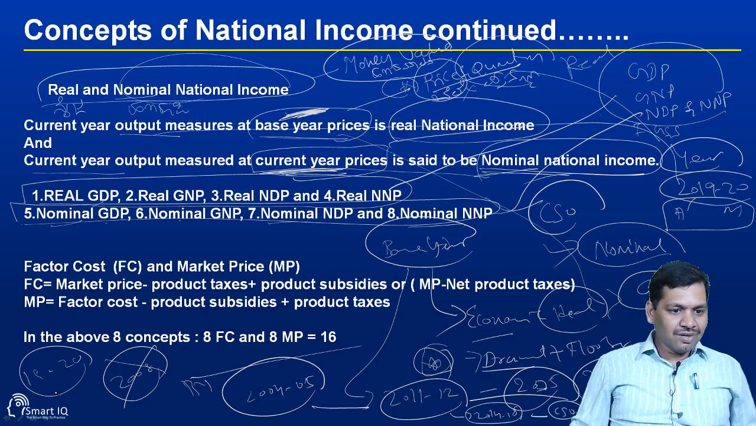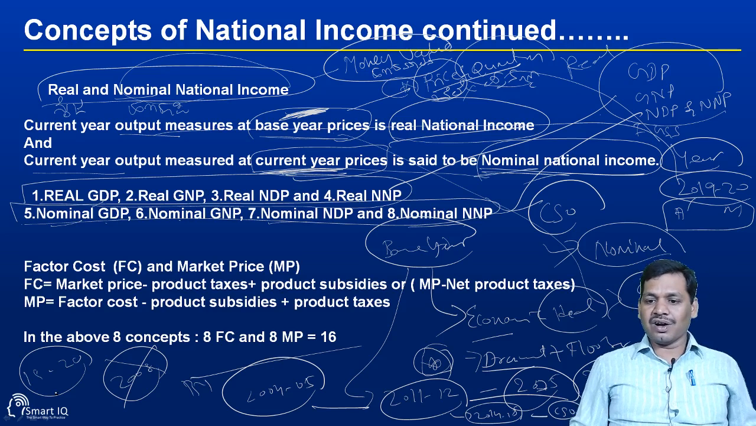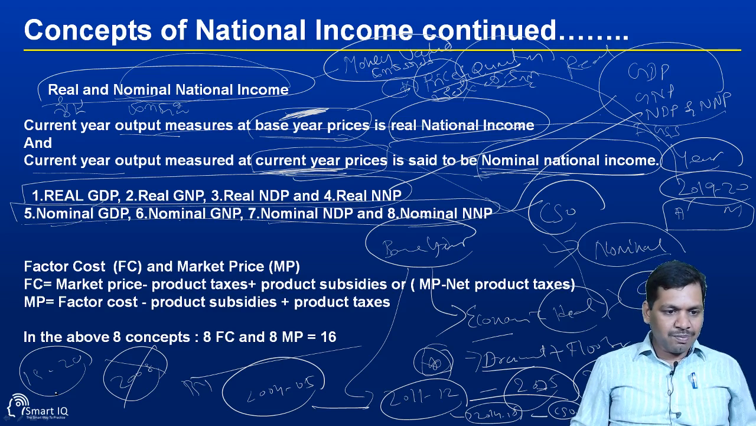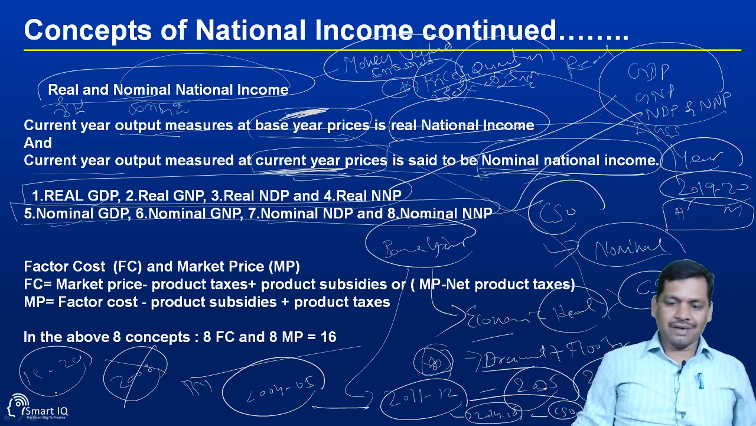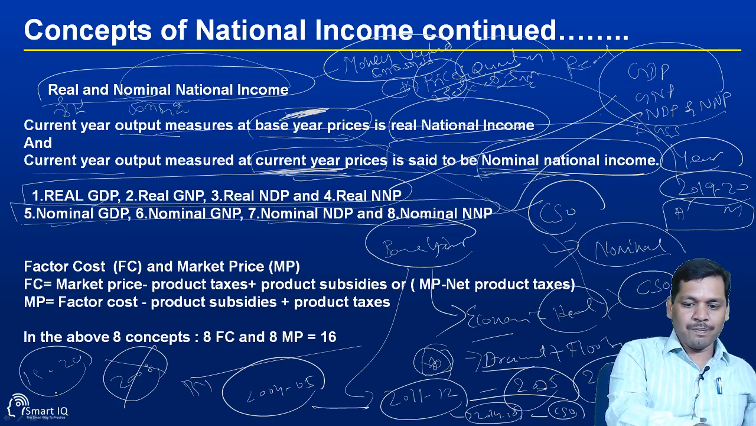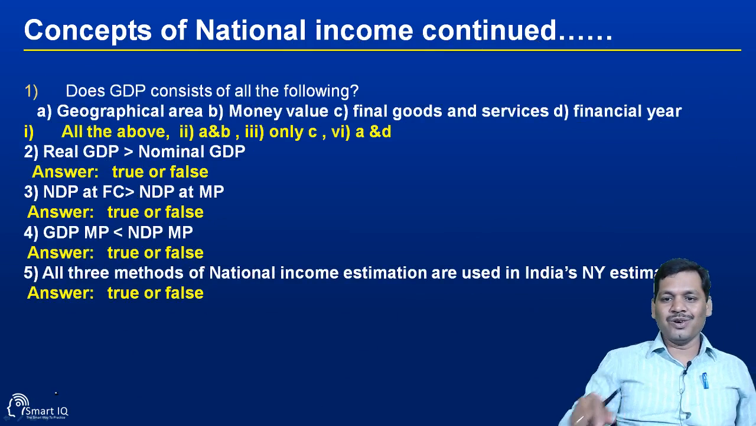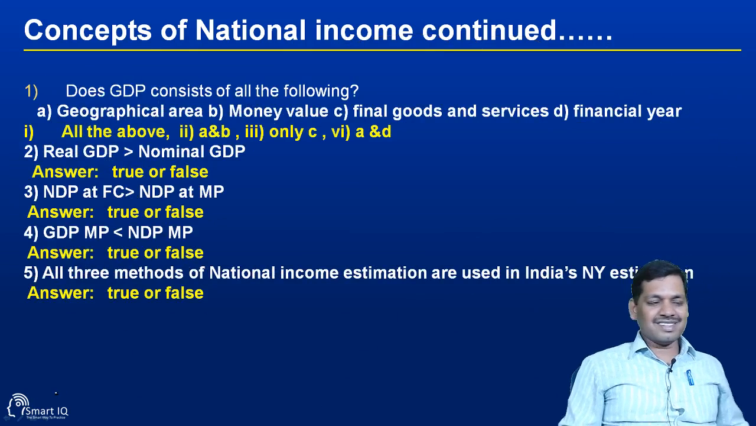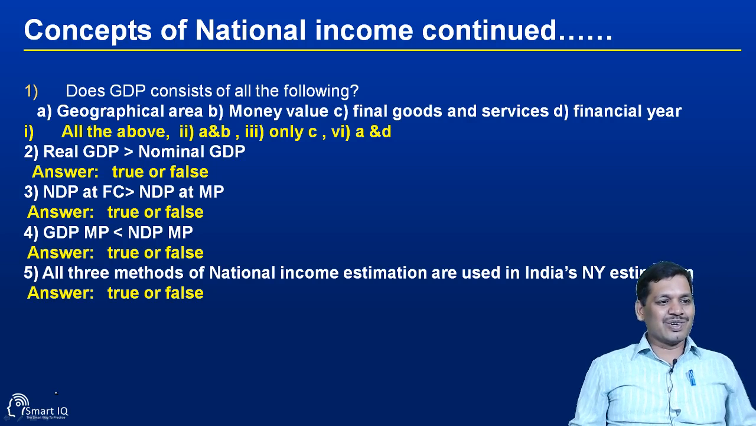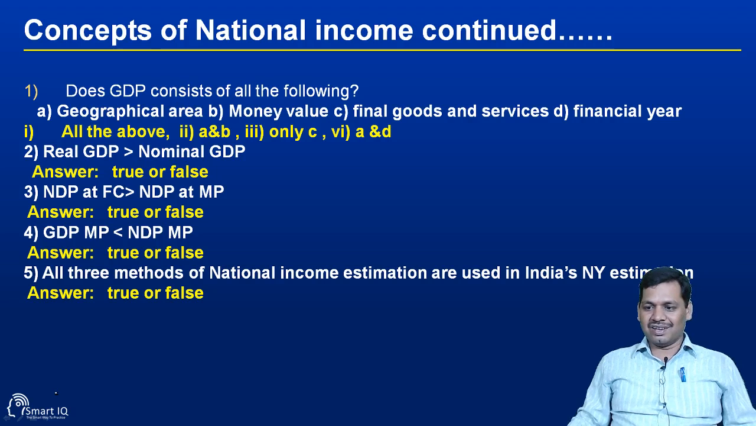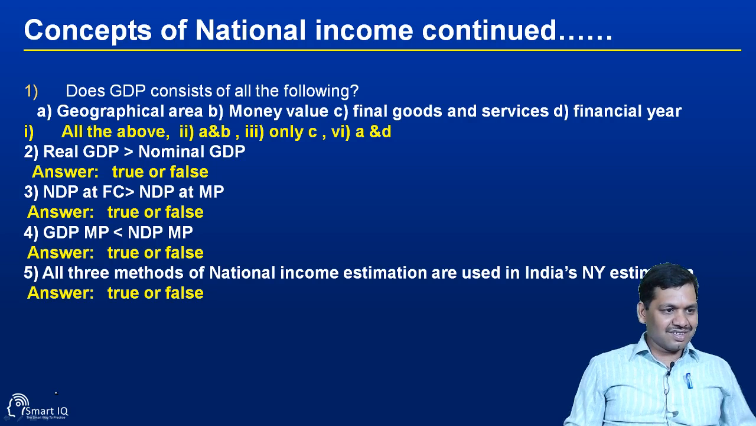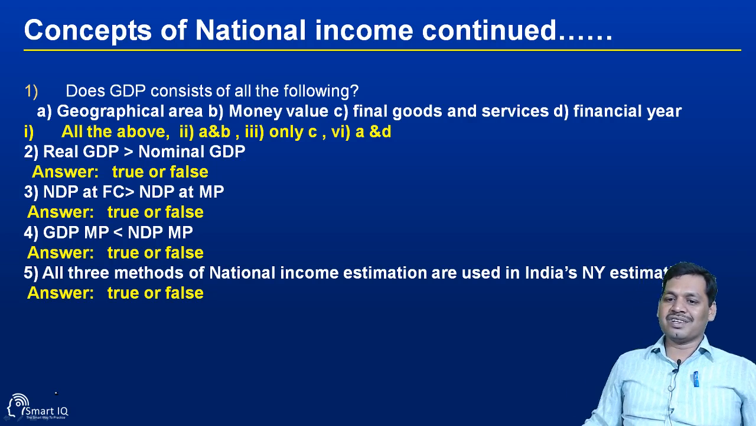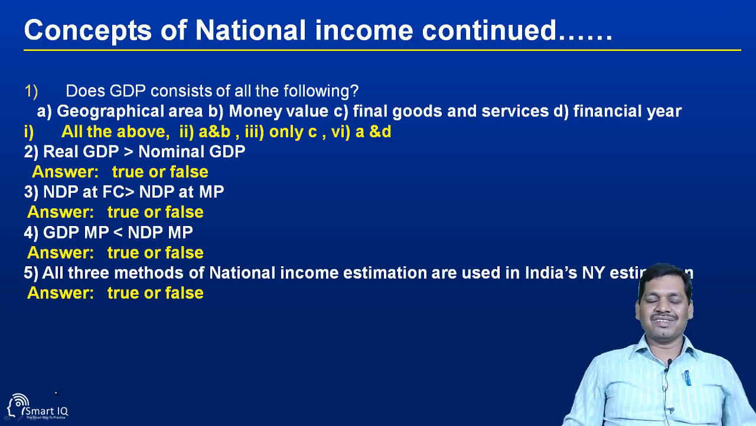Dear friends, till now we have done 8 concepts of national income, and let me take a pause for a while and continue with our remaining 8 concepts of national income in our second lecture series. Before we take a break, can you answer these questions? Just try to see. I felt our discussion was completely an interaction. Does GDP consist of these 4 items? The options are A, B, C, D.